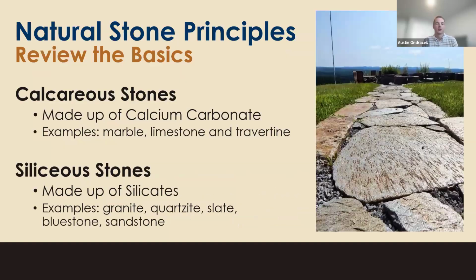So to go to the very basics of natural stone, kind of what makes it inherently unique. There are two types of basics when it comes to natural stone principles. You have your calcareous stones, which are made up of your calcium carbonate. Examples of those are your marbles, your limestones, and your travertines. Your siliceous stones are made up of your silicates. These are your granites, quartzites, slates, bluestones, and your sandstones.